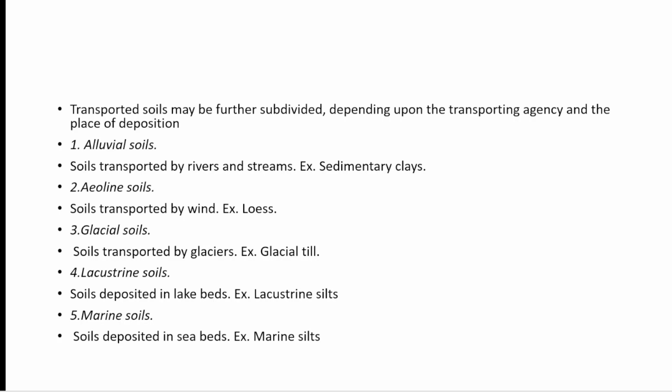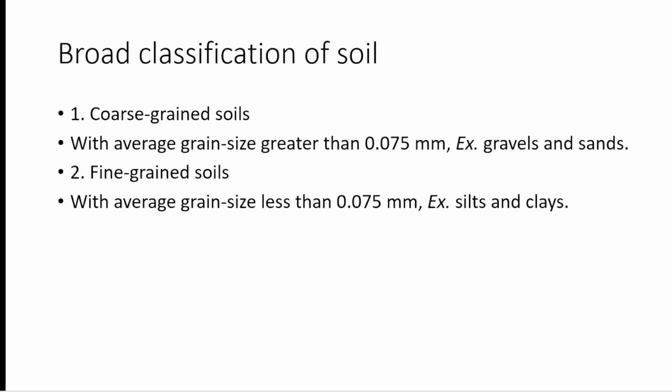Soil may be broadly classified as coarse-grained soils, with an average grain size greater than 0.075 mm. Examples are gravels and sands. Second one is fine-grained soils, with an average grain size less than 0.075 mm. Examples are silts and clays. These exhibit different properties and behavior, but certain general conclusions are possible even with this categorization.